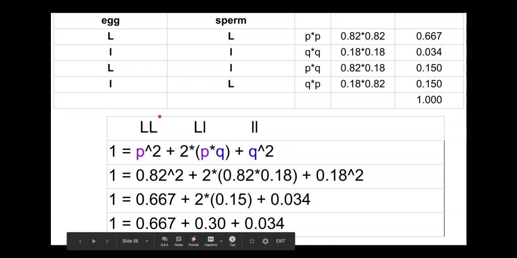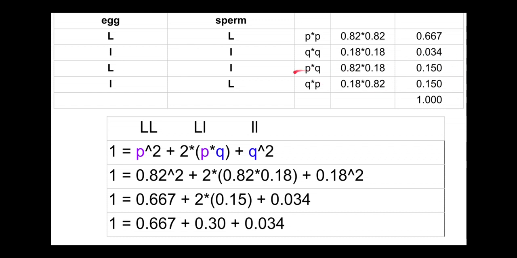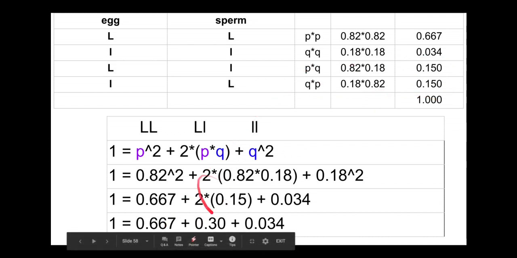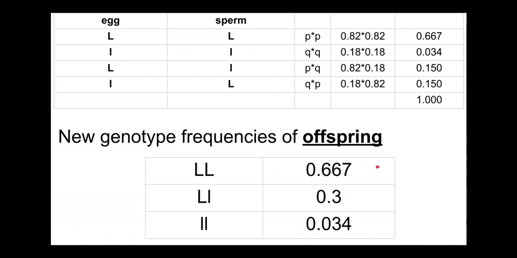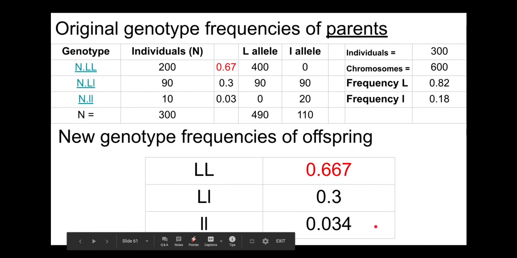That indicates my frequencies of each one of my genotypes. So my big L, homozygous dominant genotype should be 0.667. That's what I calculated out here. My homozygous recessive, 0.034, and then the heterozygote is 0.30. And using this equation here just saves you the steps of writing out both of these heterozygotes as I did here. I broke it up into a separate step. You can just simplify it with the equation there. So these are the genotype frequencies of my offspring: 0.067, 0.3, 0.034.